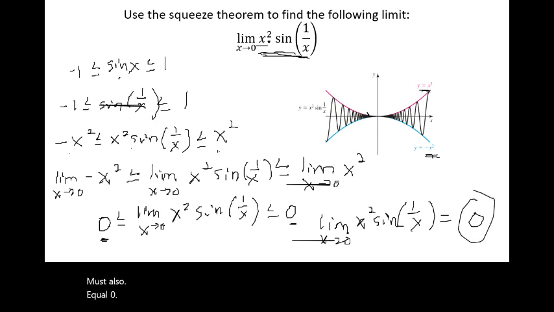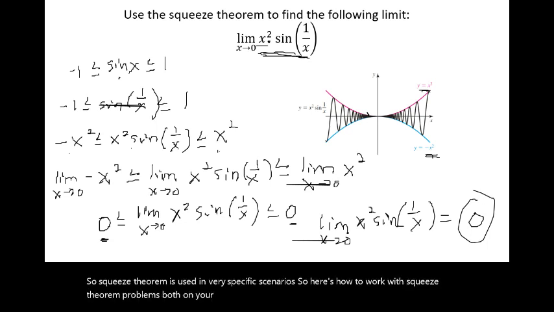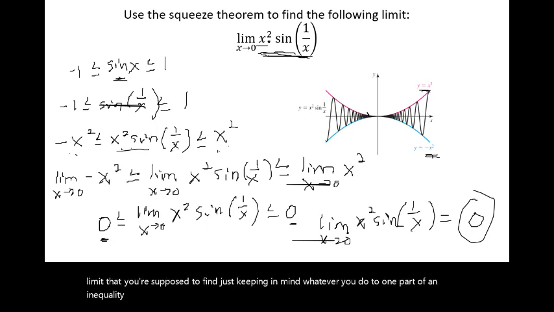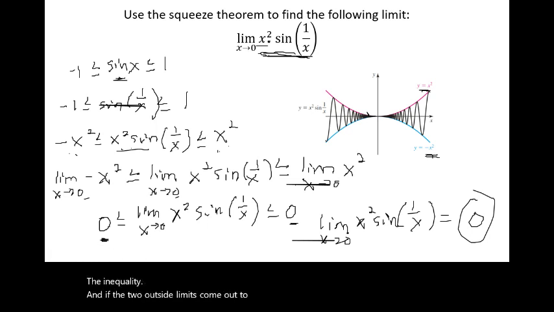So squeeze theorem is used in very specific scenarios. So here's how to work with squeeze theorem problems both on your homework and on any exams. You start with the bounded part of the function, either the sine or the cosine. And then you build the inside function to look like the limit that you're supposed to find. Just keeping in mind, whatever you do to one part of an inequality, you need to do to all three. Then you're going to take the limit of all three parts of the inequality, and if the two outside limits come out to the same value, then that's what your limit is equal to.